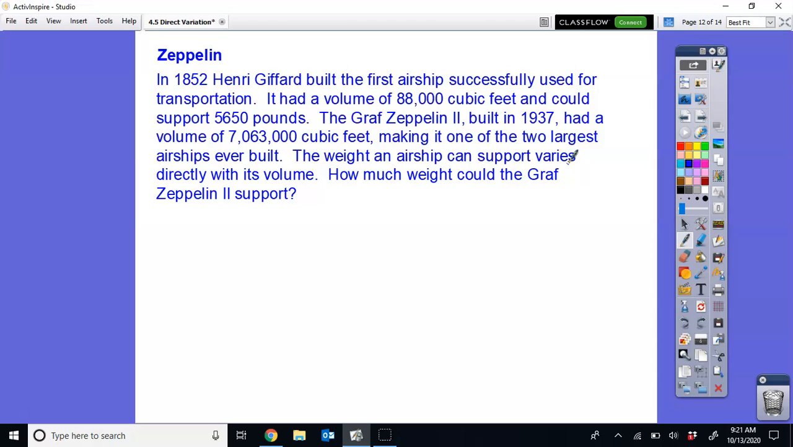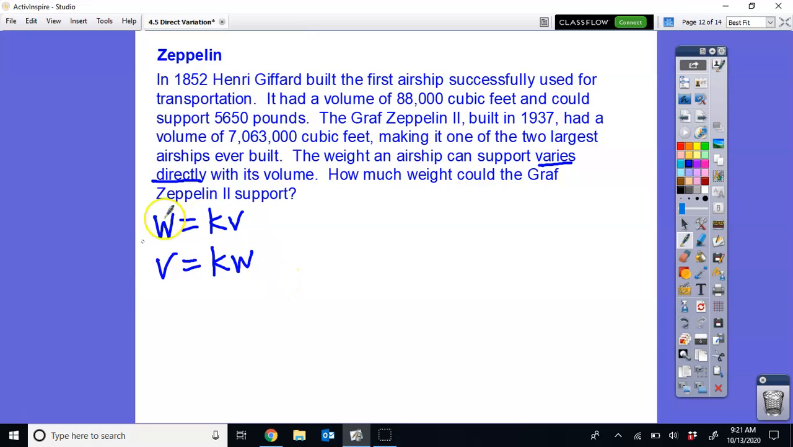The weight an airship can support varies directly with its volume. There's the clue. The weight varies directly with the volume. That means the weight is equal to some constant times the volume. Or you could also look at it this way. The volume that it can hold equals some constant times the weight.